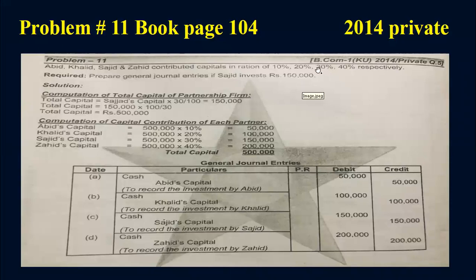Normally when we see 30% written, 30% means 30 divided by 100. Clear? But when I told you to apply the reciprocal, it means 100 divided by 30, and by applying the reciprocal you will get the total capital of the firm. Once you get the total capital of the firm, you have to apply the given percentages. 500,000 is the total capital which we calculated by applying the reciprocal. As we have calculated the total capital, you apply these percentages: 10, 20, 30, 40, and then you will get the capital contribution of each partner. Here you can say 500,000 multiplied by 30% is equal to 150,000.